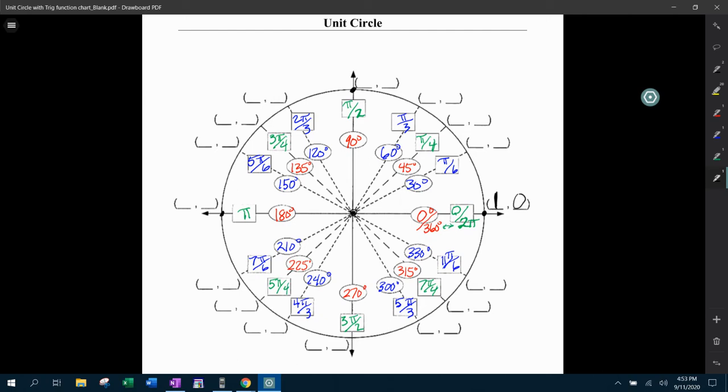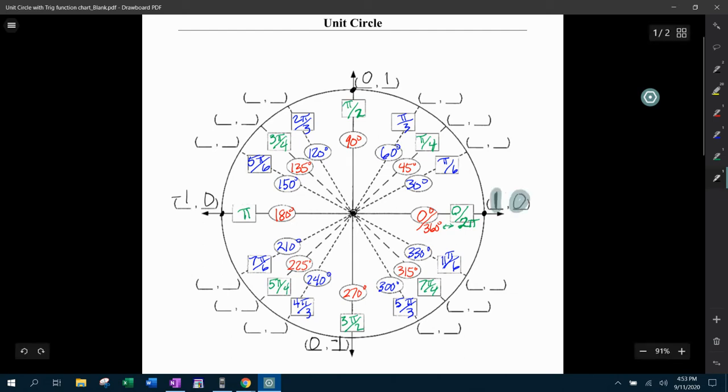Up at 90 degrees, that's going to be the ordered pair 0, 1. At pi, that's going to be -1, 0. And then at 270, that's going to be 0, -1. And that gets all of our axis ordered pairs.